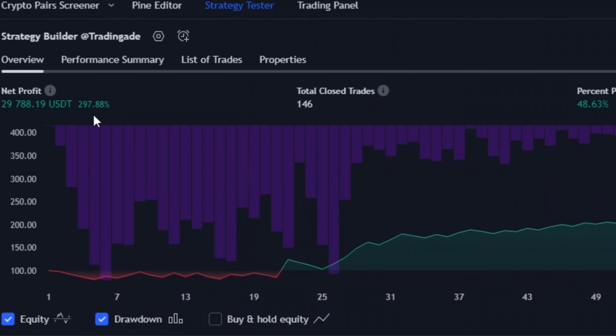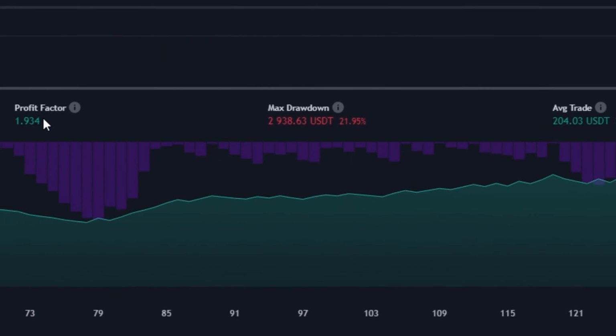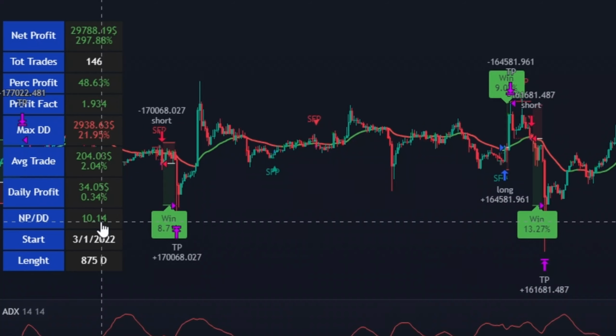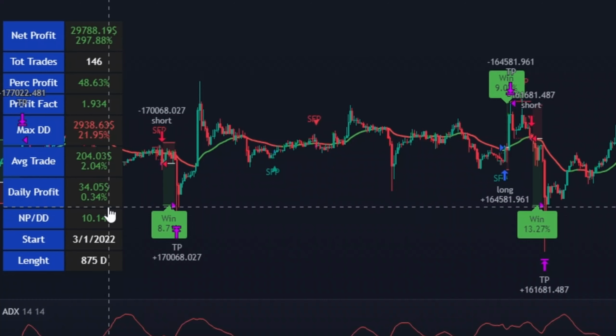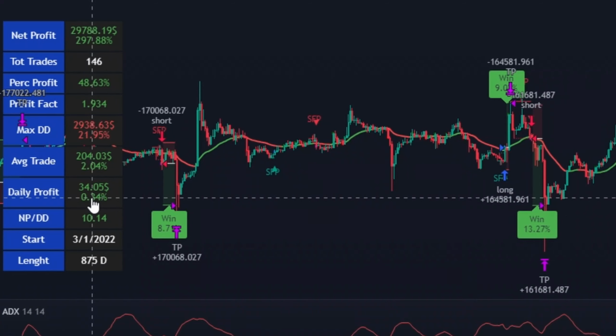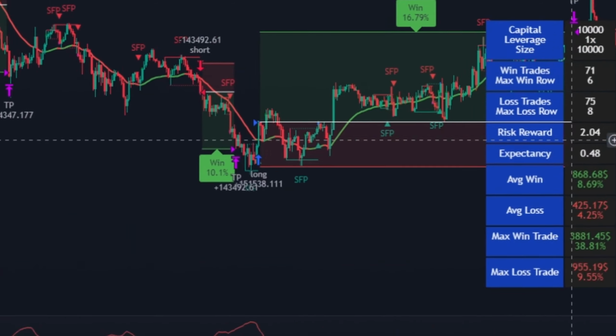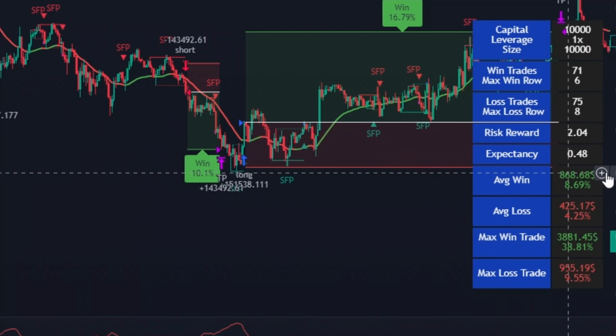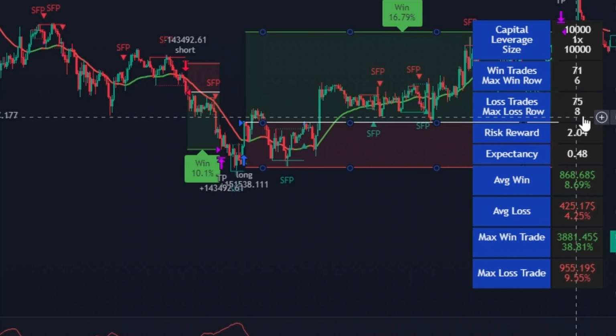Net profit 297%, 146 total closed trades, 48.73% win rate, 1.93 profit factor, max drawdown 22%, and average trade 2.04%. Net profit / drawdown is absolutely good, 10.14, which is something rare to achieve in the backtest results. Daily profit 0.34%, so basically $34 per day. Risk reward of 2.04 and expectancy 0.48, which is another good value. Max win row 6 and max loss row 8.